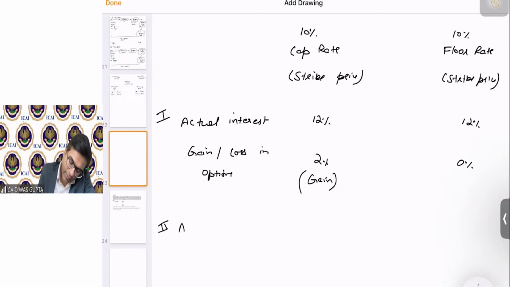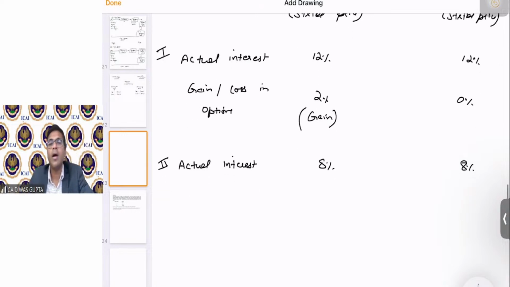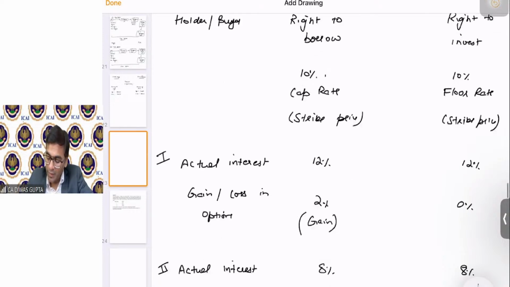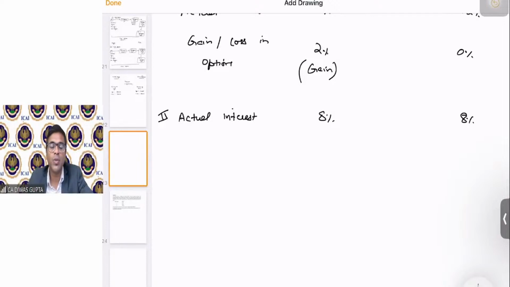Second case, where we have actual interest at, let's say, 8%. In such a case, under the cap option, the holder or buyer has a right to borrow at 10%, but the market is already at 8%. So do you feel that he or she will borrow? No. He or she will go in the open market and borrow from the open market. So that comes out to gain or loss of nil.